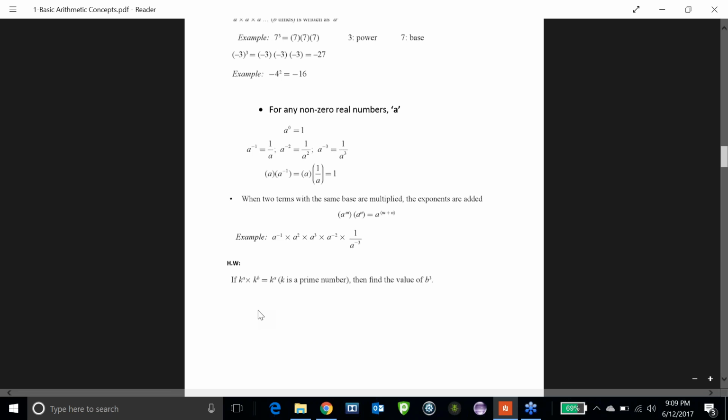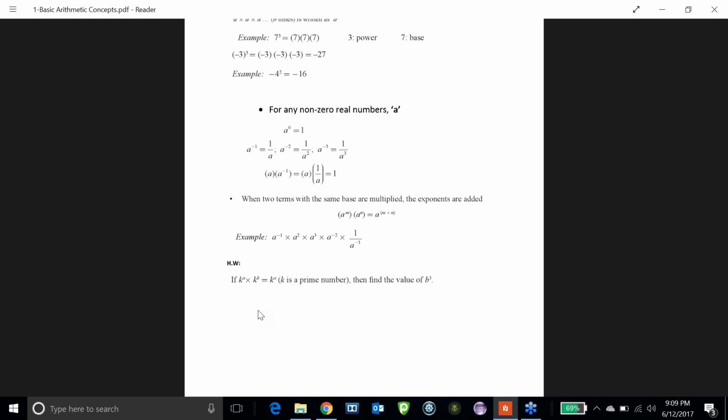See, K to the power of A into K to the power of B is equal to K to the power of A. This is what they gave, and they are asking the value of B cube. What we know, when the bases are same, the power has to be added when they are multiplied. So K to the power of A plus B is equal to K to the power of A, right?